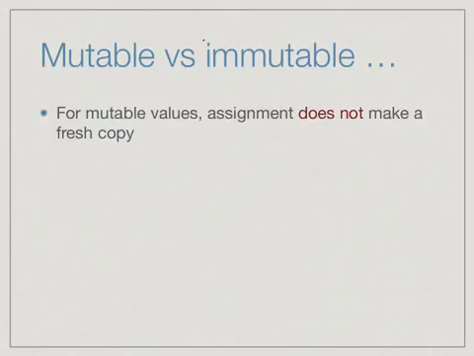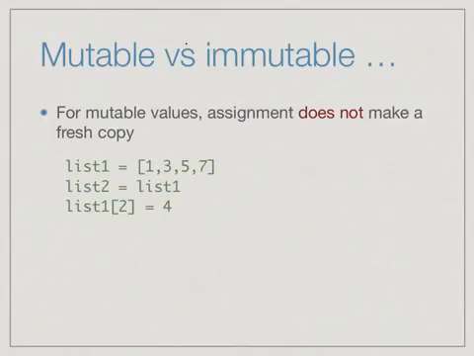However, as we pointed out, lists are a different beast from strings, and lists are mutable. So it turns out that for mutable values, assignment does not make a fresh copy. So let us look at the following example. We first assign, say, the list 1, 3, 5, 7 to the name list 1.